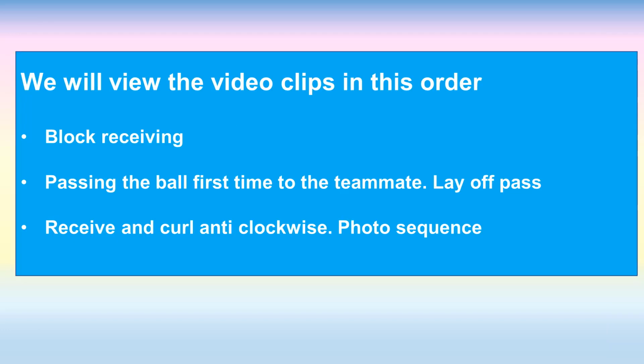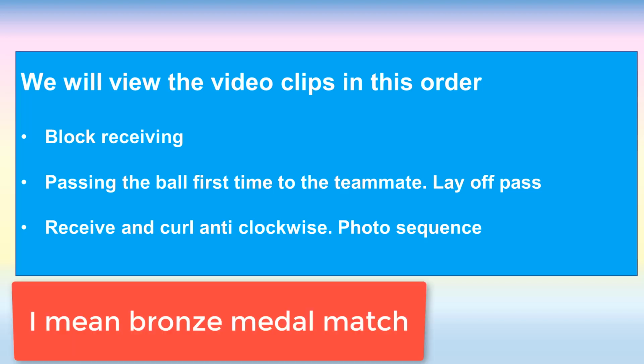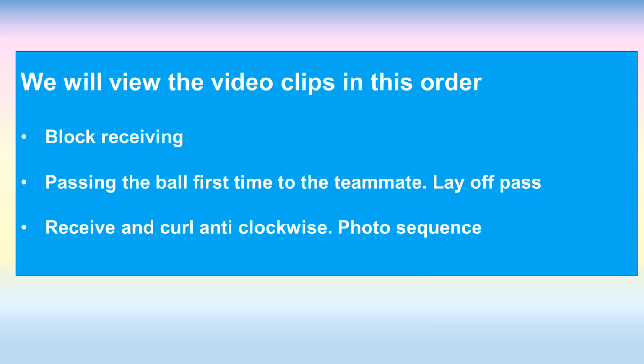We will view the videos in this order. First we'll view the block receiving, passing the ball first time, the layoff pass we call it, then receiving and curling in a game situation. Now I'd like to take you to the 2020 Tokyo Olympic Games semi-final match between India and Germany in the men's section.